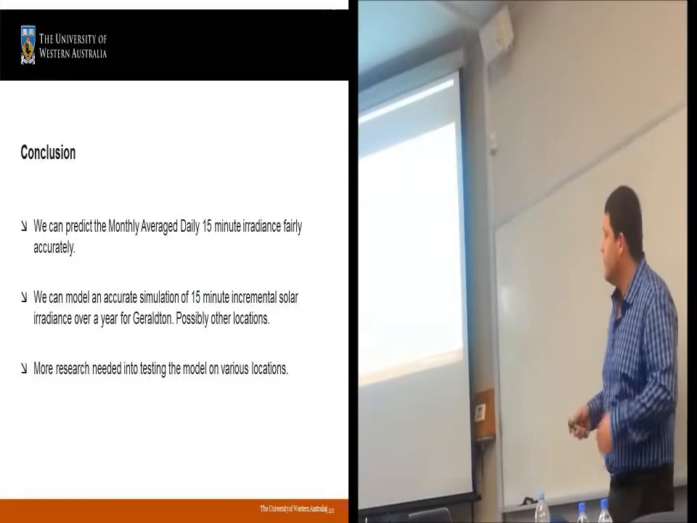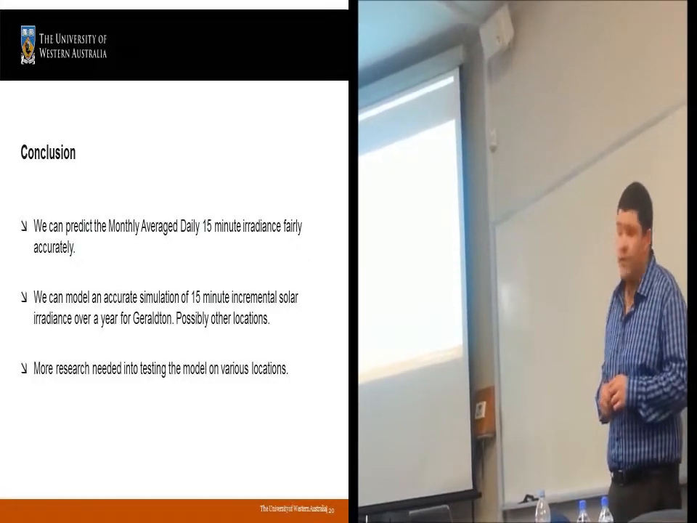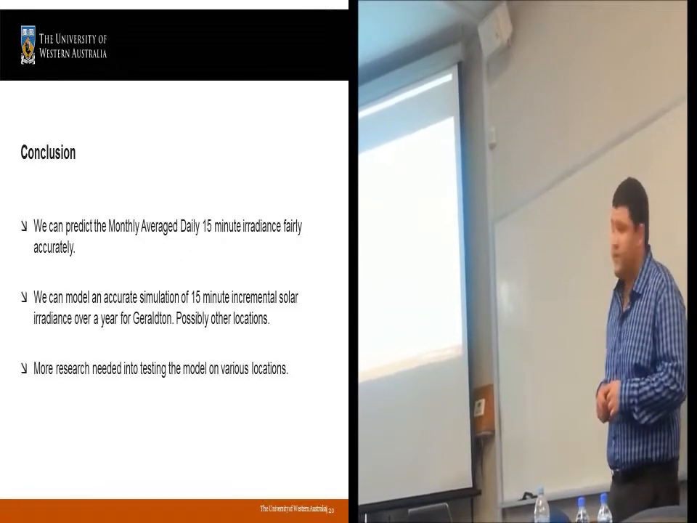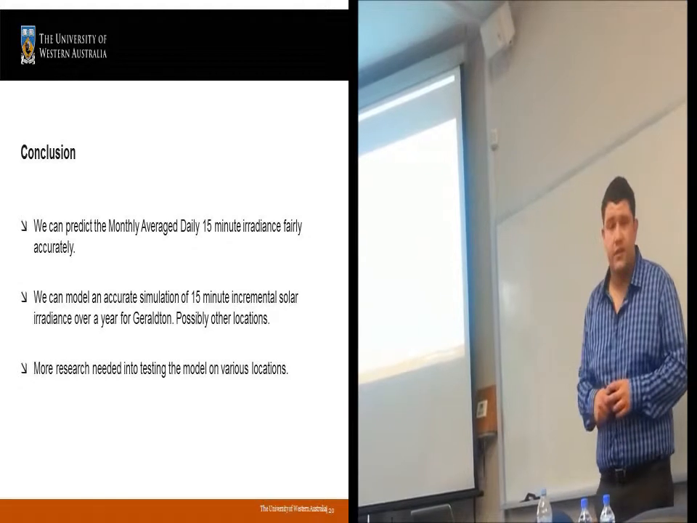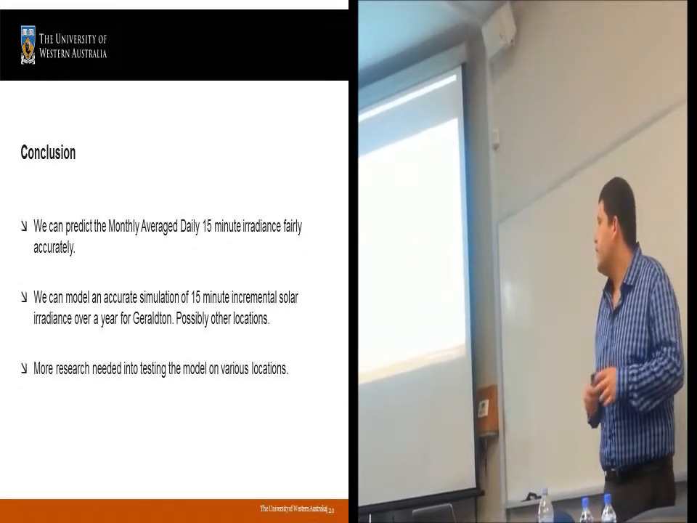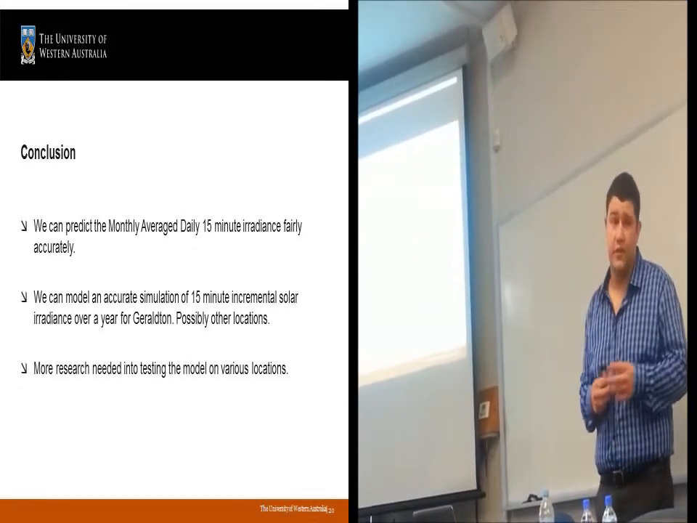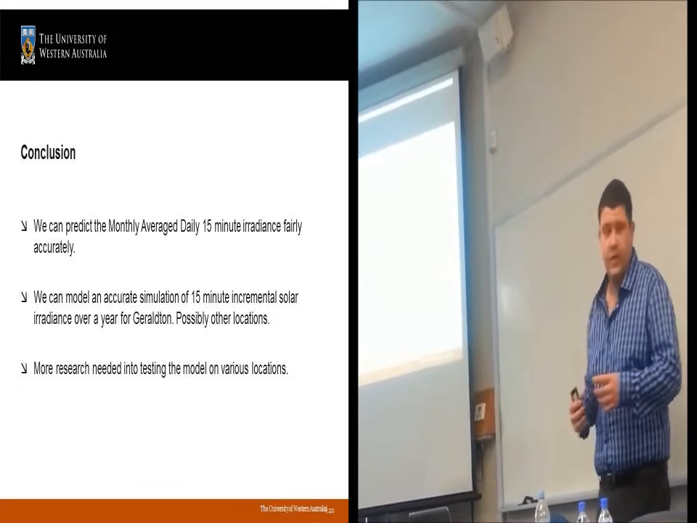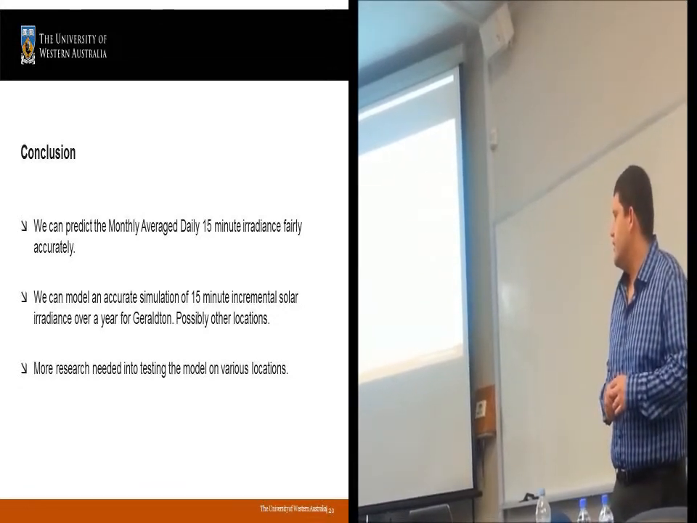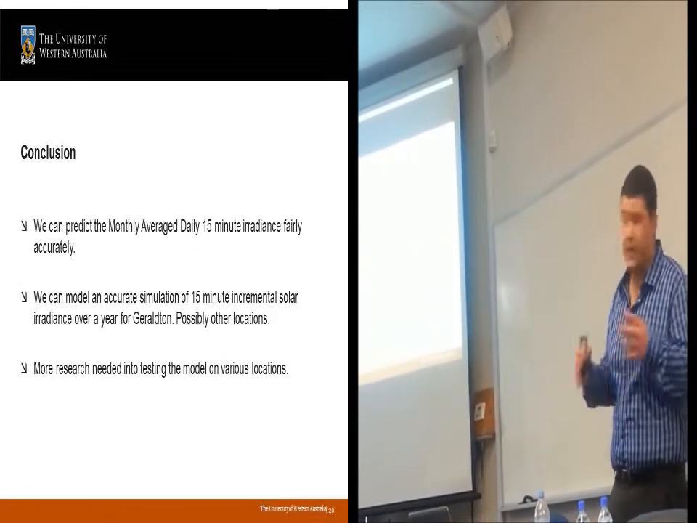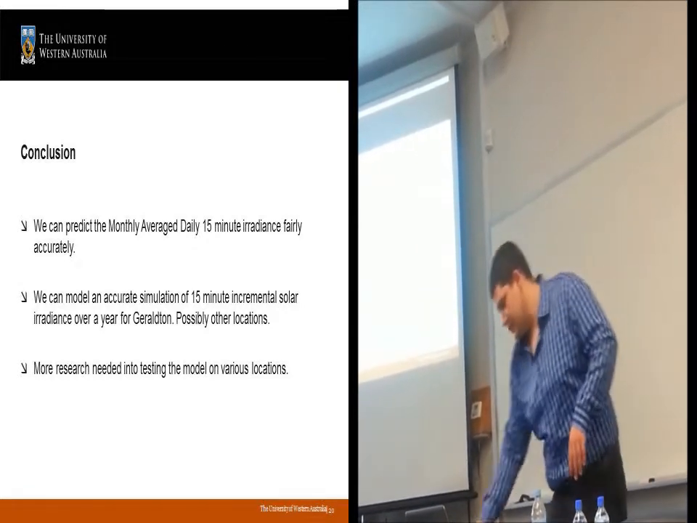Okay, so to conclude, we can predict the monthly average daily 15-minute irradiance fairly accurately. We can model an accurate simulation of 15-minute incremental solar irradiance over a year for Gerald. Possibly other locations. More research is needed into testing the model on various locations.